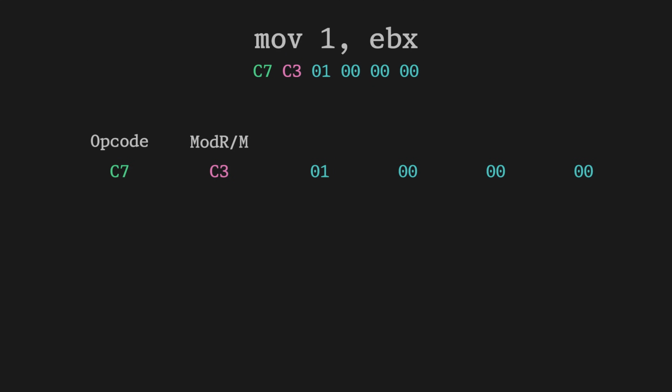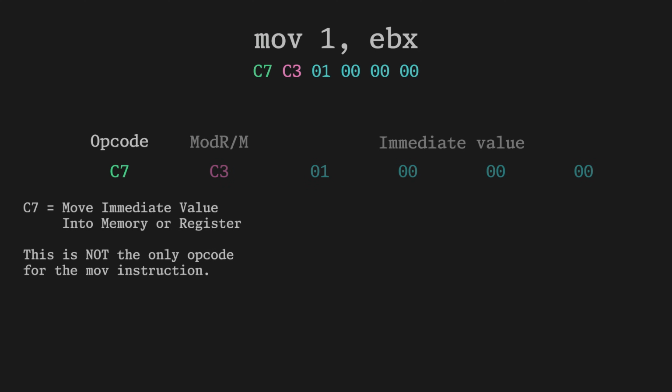Anyway, this instruction corresponds to the hex C7 C3 01 00 00 00. This breaks down into C7, which is the opcode, C3, the mod R/M byte, which we'll talk more about in a moment, and 4 bytes representing the value itself. An opcode is a hex code. I guess it could be any number, but conventionally it's a hex code representing a specific operation.